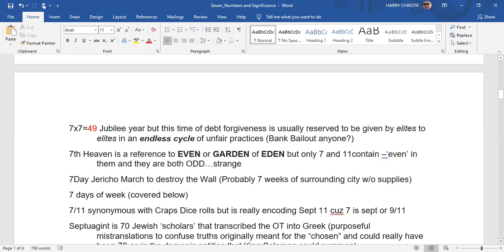Exactly. The next one is seventh heaven. This is a reference again to the word even, or even the word garden, because the Garden of Eden is the Garden of Eden. There's only two numbers in our system that even have the word even in them, and that's 7 and 11. And lo and behold, they're not even numbers, they're odd numbers.